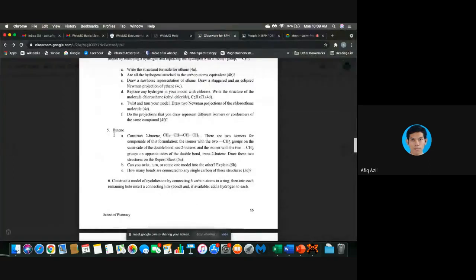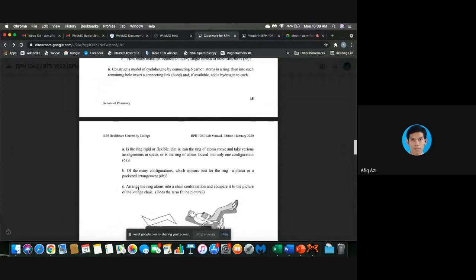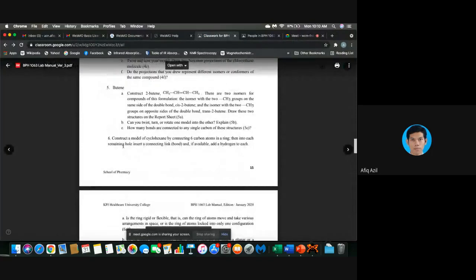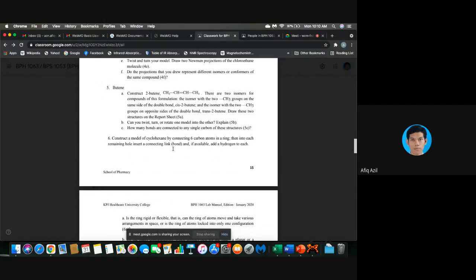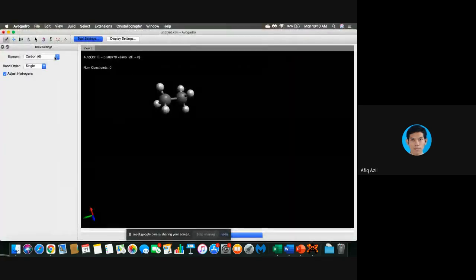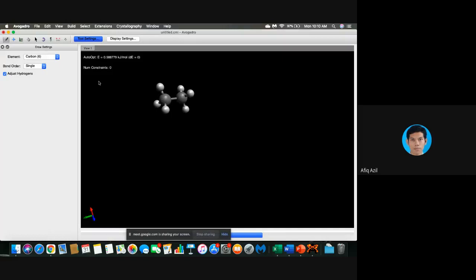And then number 5 is butene. And the last, I think number 6, oh sorry, not the last one. The second last one is cyclohexane. For cyclohexane, you have 6 carbon. If you want to draw cyclohexane using Avogadro, you can go here, build.